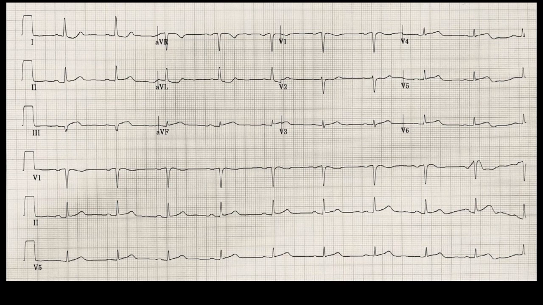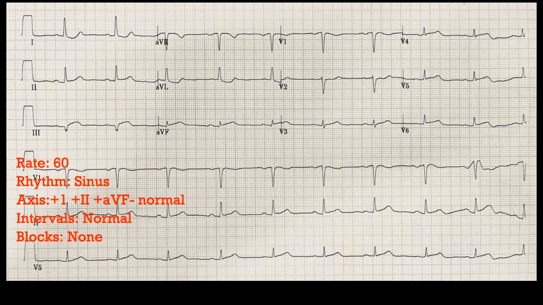So to hit it one more time here, see what we got. We got a rate of 60. We did our rhythm, which looked to be sinus. The axis, who cares? But it looked all right. Intervals and blocks, and again, who cares from our standpoint? Intervals look normal. We don't see any sign of blocks.